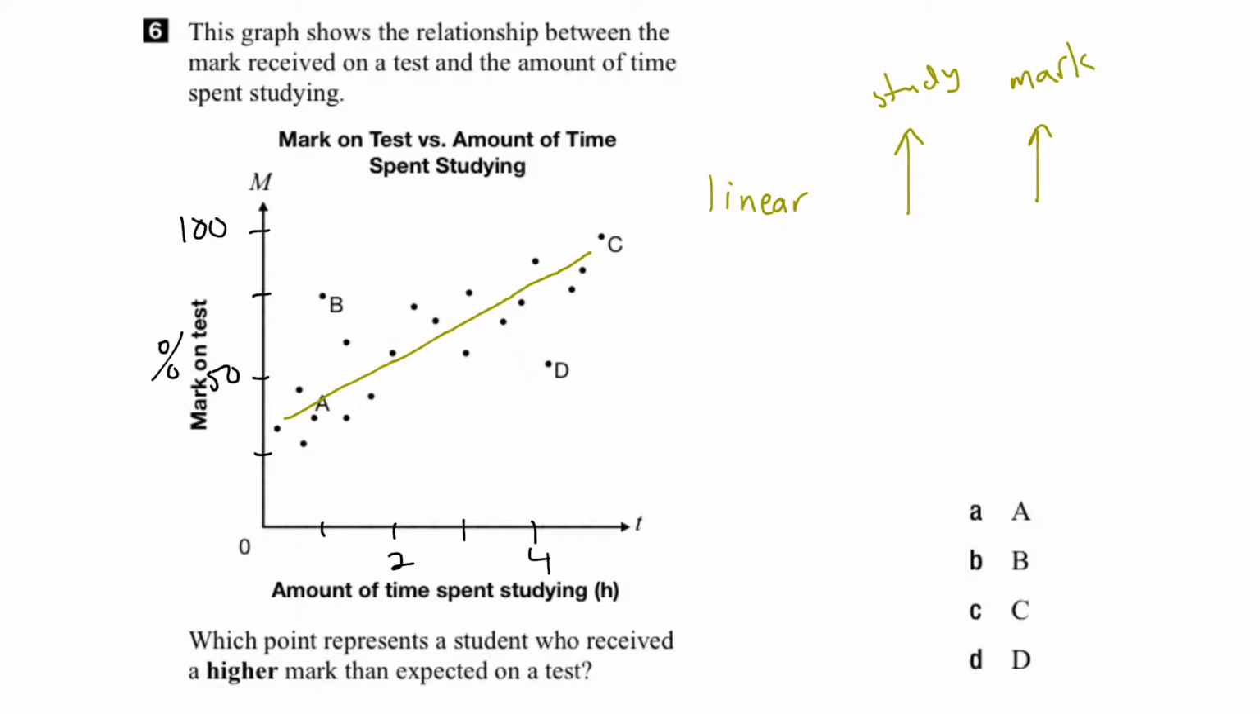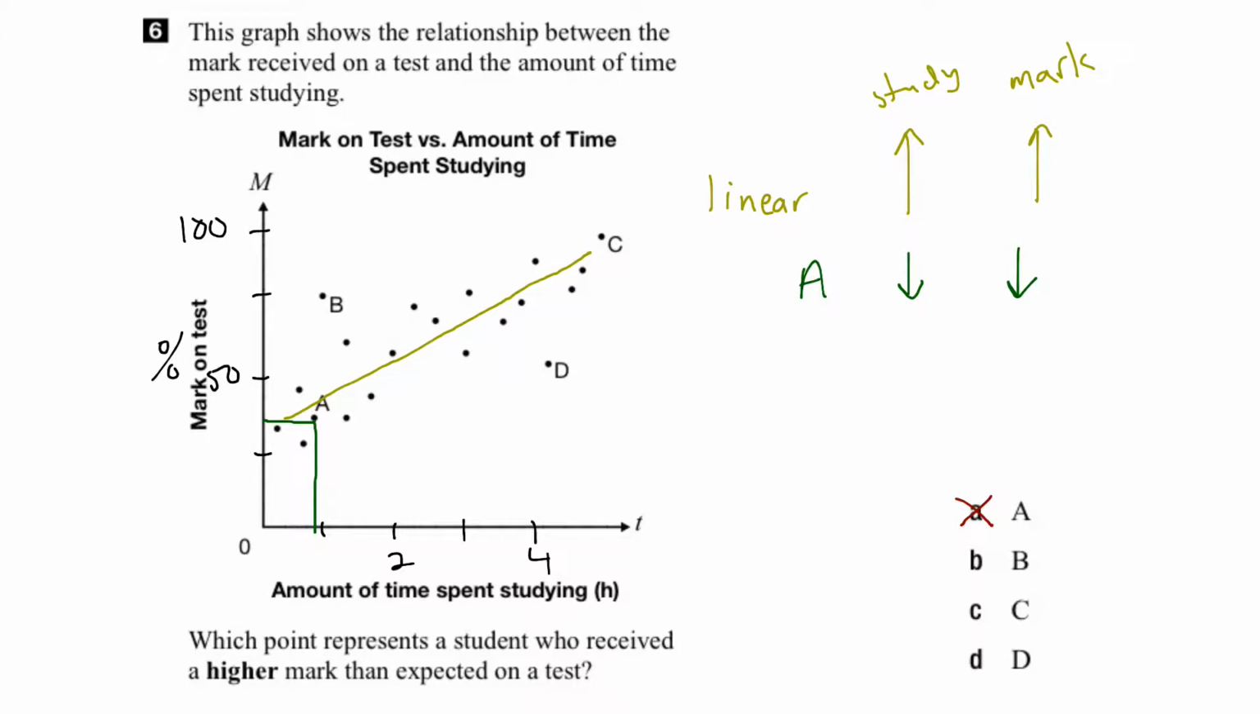Okay, now let's take a look at the points. Let's look at point A. If I drew a perpendicular line to the time axis and then over to the mark axis, we can see that student A didn't spend much time studying, less than an hour, and looks like they got below 50% on the test. So compared to all the other students, student A spent a low amount of time studying and got a low mark. So that is as expected. In other words, student A did not get a higher mark than expected. So we know that A is not the right answer.